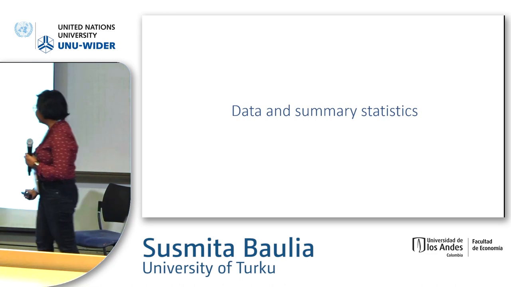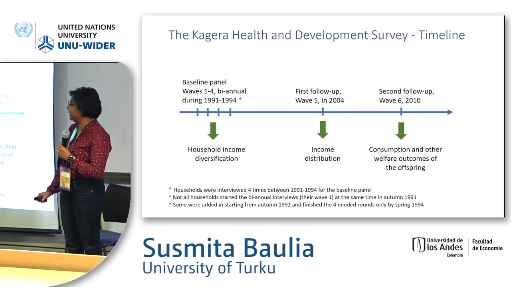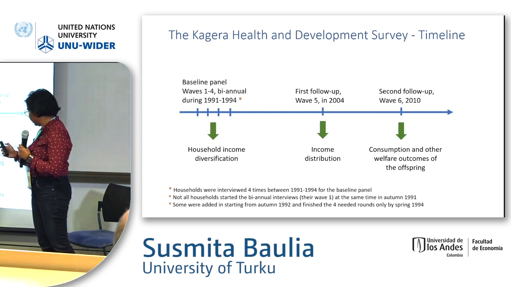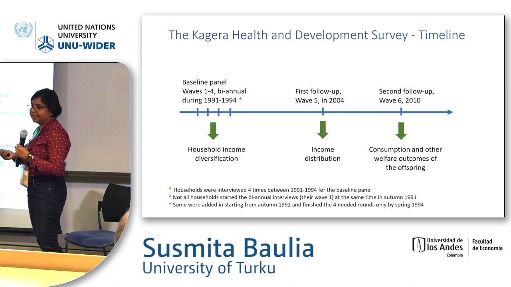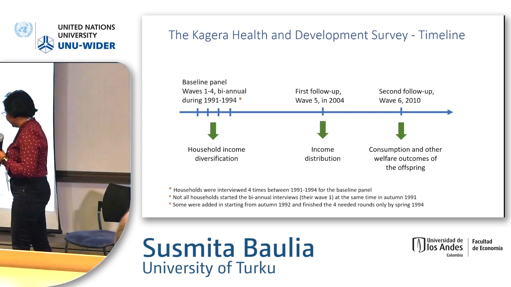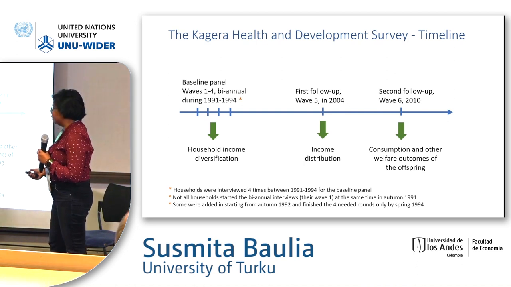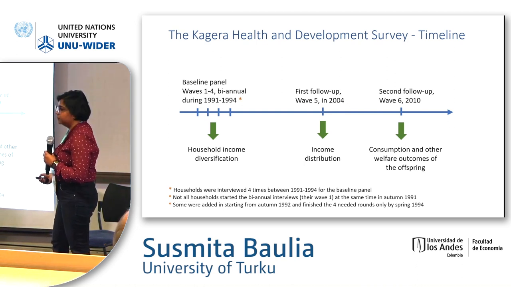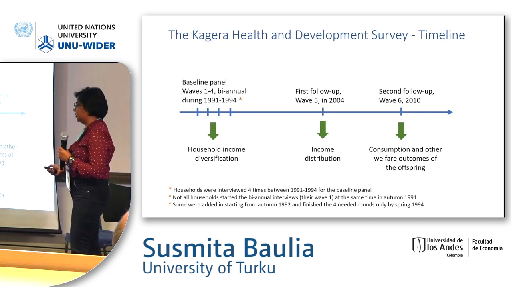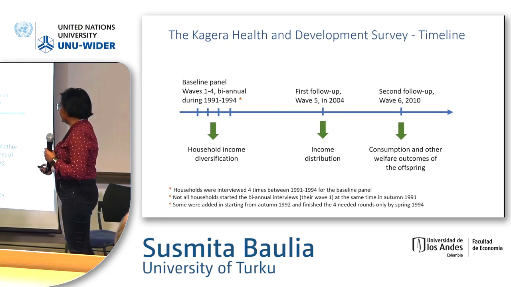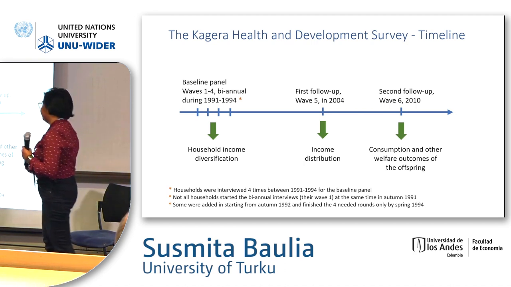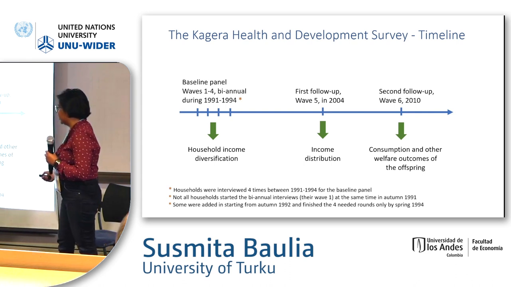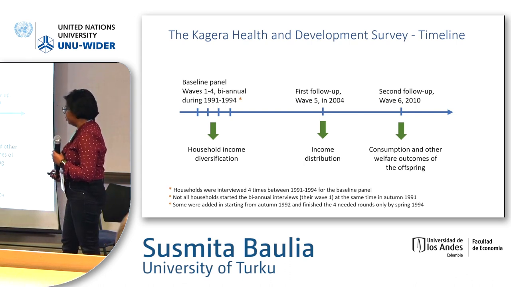And then data and summary statistics. So we are using the Kagera Health and Development Survey. The baseline panel has four waves. They were biannually collected between 1991 to 1994. And we are interested in the income diversification information from these households, which are also the main households of the panel. And then the first follow-up comes in 2004, where we could track the individuals or the split of households, and we are going to look at how their income distribution has changed in this time point compared to this.